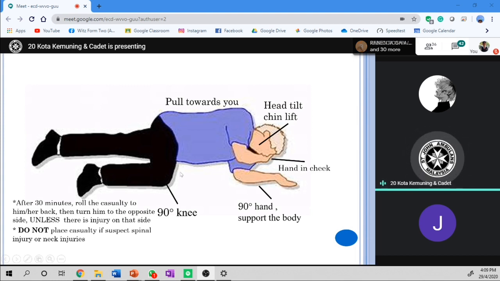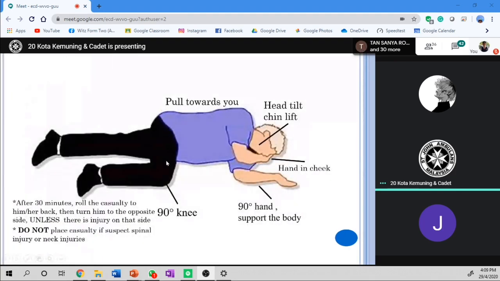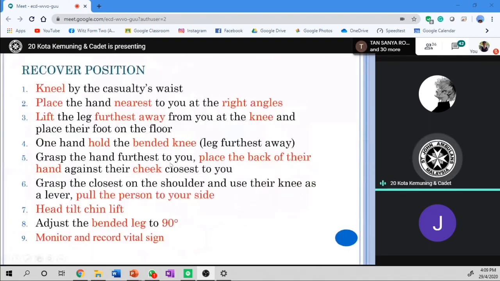You pull the person towards you. You don't pull the person against you. You don't push the person away. Otherwise, you push the casualty away, and then no more. Then yeah. So, 90 degrees, and then pull the person to your side.